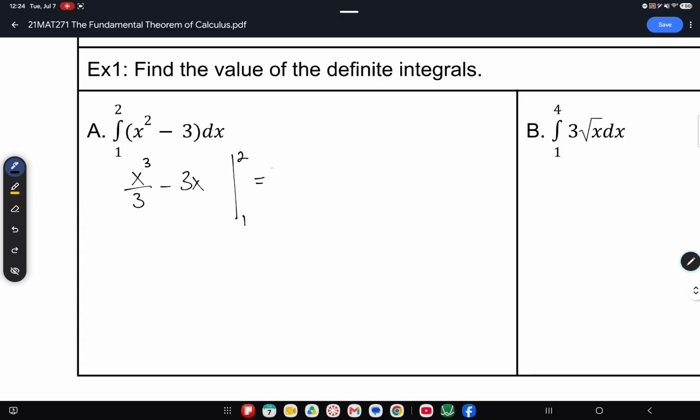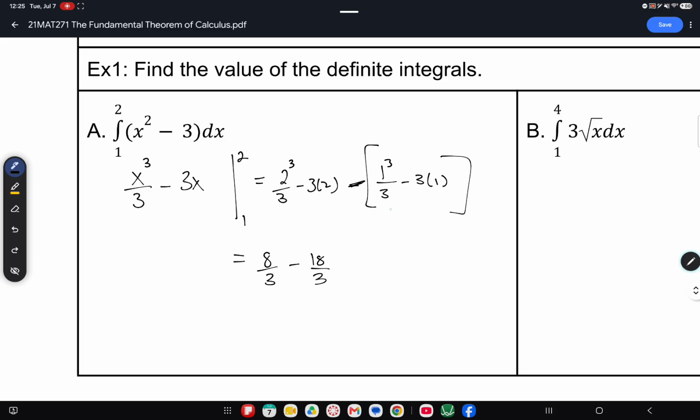So then here's what I do. I plug in 2. So that's 2 cubed over 3 minus 3 times 2. And then I want to subtract off what I get if I substitute in 1. I throw a big bracket over it so that I don't lose that minus on the whole thing. So 1 cubed over 3 minus 3 times 1. And then I do the math. So 2 cubed is 8, so 8 thirds, and then minus 6. I'm going to make that 18 thirds, just so we're in a common denominator.